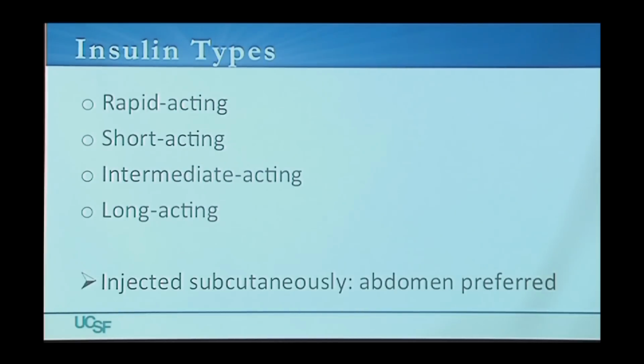I generally categorize insulin by 4 types: rapid acting and short acting, and these are taken before each meal. We have intermediate acting and long acting, and I'm going to go through each of these. Until recently, the only way to inject insulin was subcutaneously, so under the skin. We really prefer the abdomen because you see the most consistent absorption of insulin there.